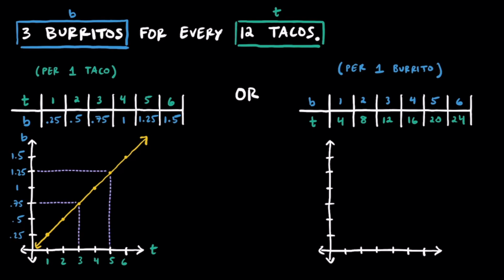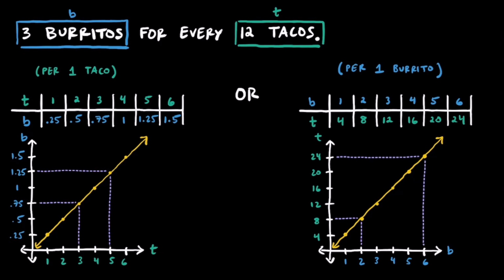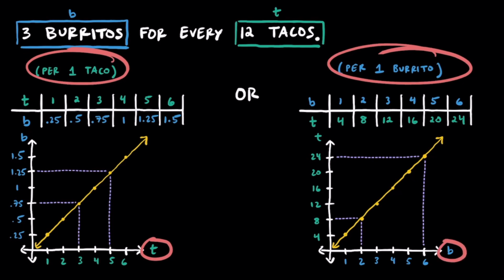And to the right, when our ratio is per 1 burrito, the burritos are going to go along the x-axis and the tacos will go along the y-axis. We can go by ones along the x-axis and go by 4s along the y-axis. Plotting the ordered pairs on the coordinate plane, we can then connect the dots to make a linear graph. We can see that for every 2 burritos, we'll have 8 tacos, and for every 6 burritos, we'll have 24 tacos. Again, make sure you remember that whatever it's per 1 of, that's along the x-axis. So tacos are on the x-axis to the left, and burritos are along the x-axis to the right.